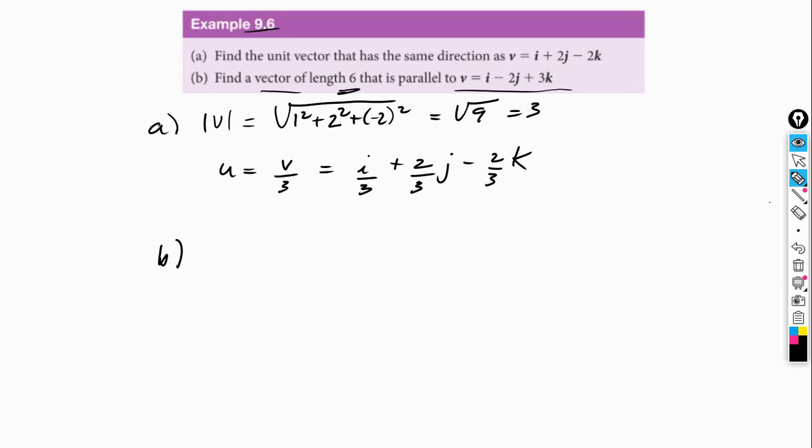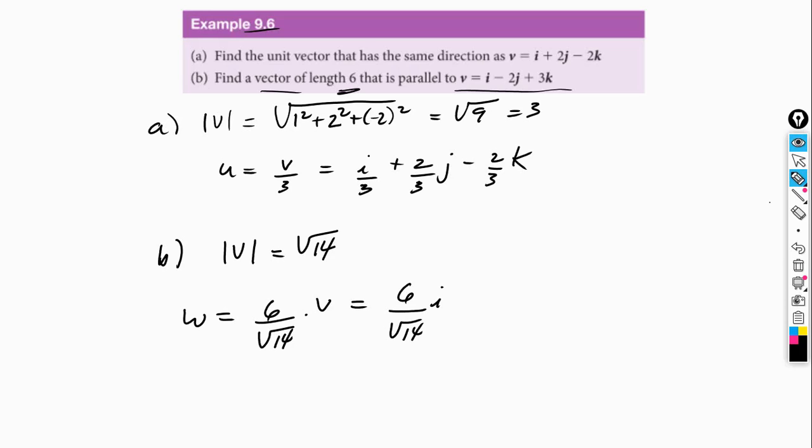From a previous example, example 9.3, we already found that the modulus for this particular vector is square root of 14. So that means that in order to get a vector w with length 6 that is parallel to v, we would have to multiply vector v times 6 over the square root of 14. So this times v, and notice that this is going to give us 6 over square root of 14 i minus 12 over the square root of 14 j plus 18 over the square root of 14 k.